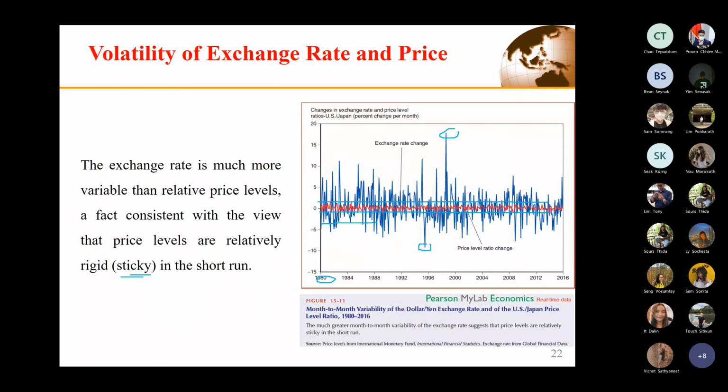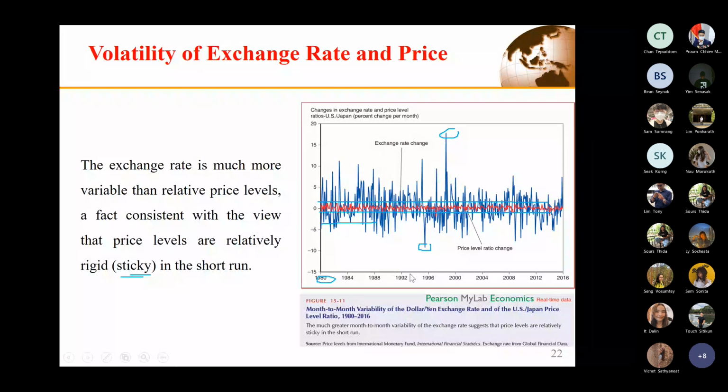And the blue line here is the percentage change in the exchange rate. You can think of it as the exchange rate between the dollar and the yen here. So let's say today 1 yen equals $1. The next day it can go up to $1 equaling 100 yen. So the percentage change is 100% in this case. From one month to the next month, you see this kind of percentage change, and it is plotted in this graph, represented by the blue line.